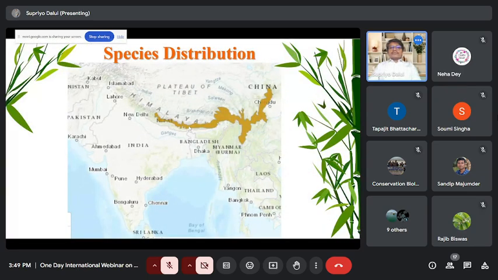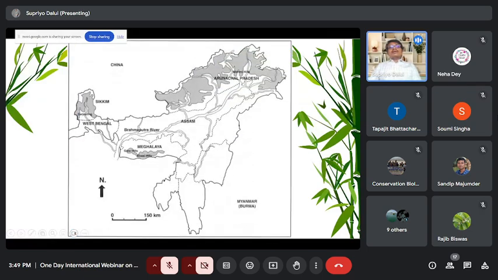So this is the species distribution map of red panda by IUCN. This is a transboundary species. It is found in 5 range countries, that is Nepal, Bhutan, China, the northern part of Myanmar, and obviously India. In India, it is found in Sikkim, the northern part of West Bengal and Arunachal Pradesh. And there is also an unconfirmed population from Meghalaya.